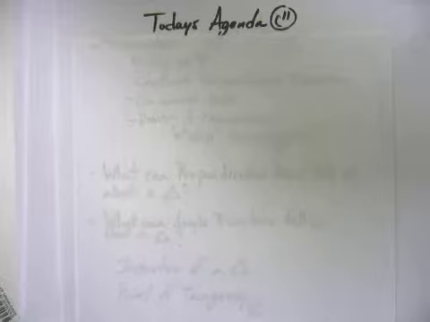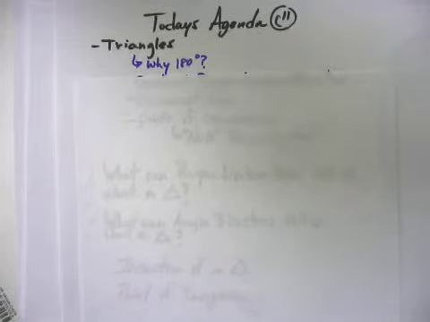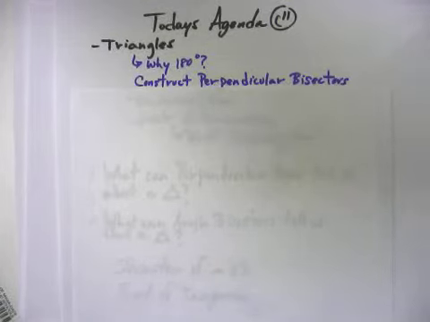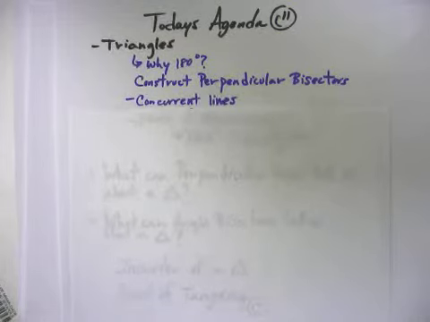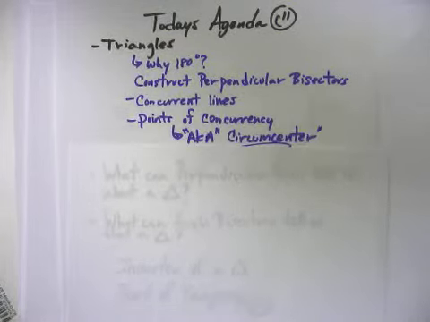Okay guys, so on today's agenda, we're going to start talking about triangles. We're going to talk about why triangles have 180 degrees in them. We're going to discuss constructing perpendicular bisectors, concurrent lines, and points of concurrency, also known as the circumcenter.